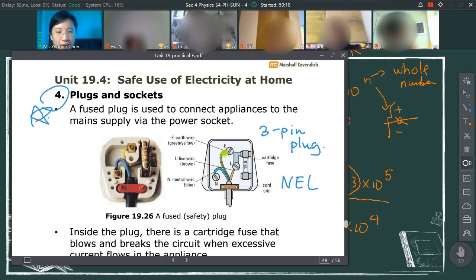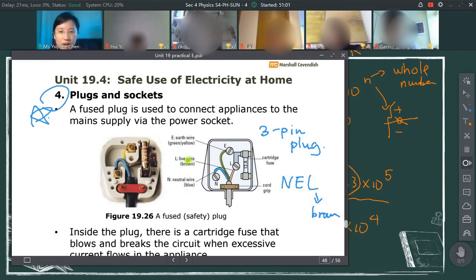Earth wire is yellow and green. On the earth we see green trees, and yellow is maybe soil or something else. Then the live wire is brown color. So you look at here: neutral wire is blue, live wire is brown, earth wire is green and yellow. Try to make sense: blue color is pretty neutral. If a boy can wear a blue t-shirt, for a girl to wear a blue t-shirt is also quite neutral. So try to use common sense to remember.